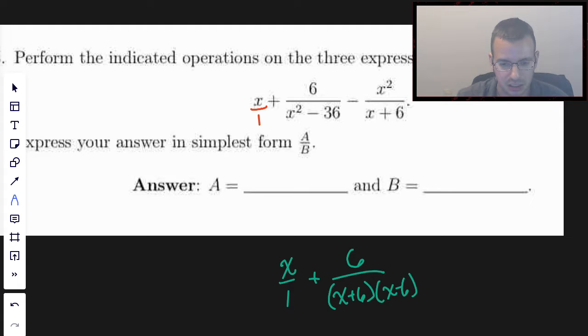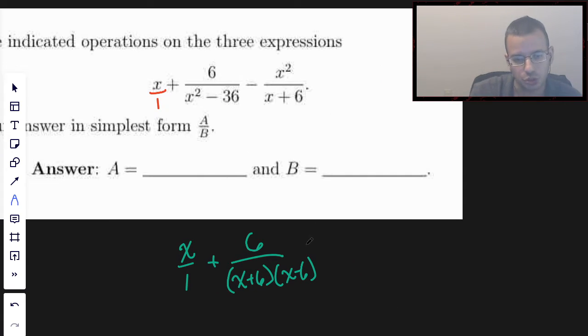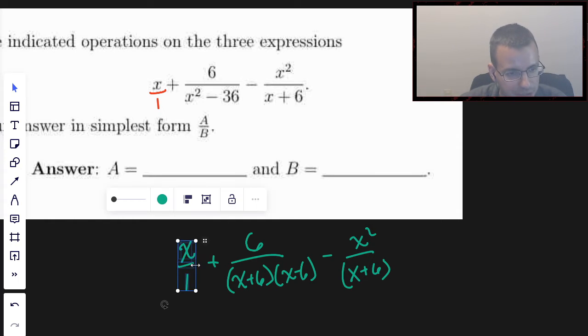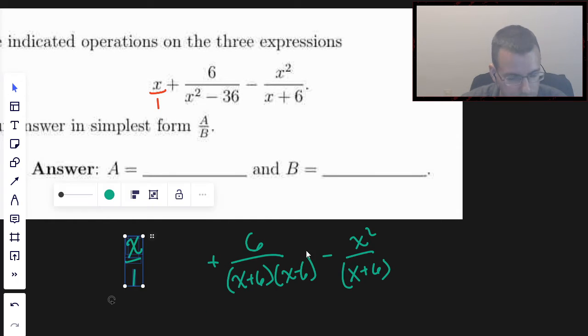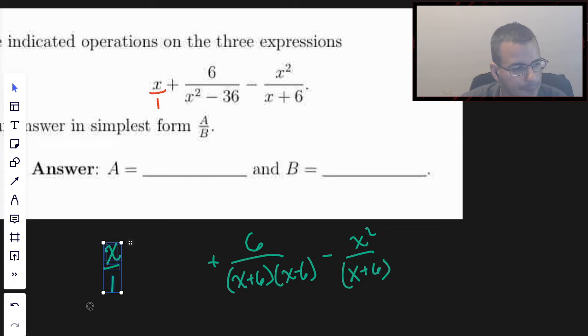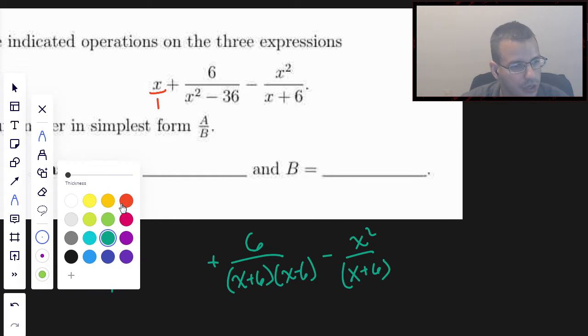And then I'm going to do minus x squared over x plus 6. I'm going to separate these out a little bit to give myself some room. There we go. And maybe a little bit more. Yeah, good idea. All right, so I'm going to start with the one on the right.